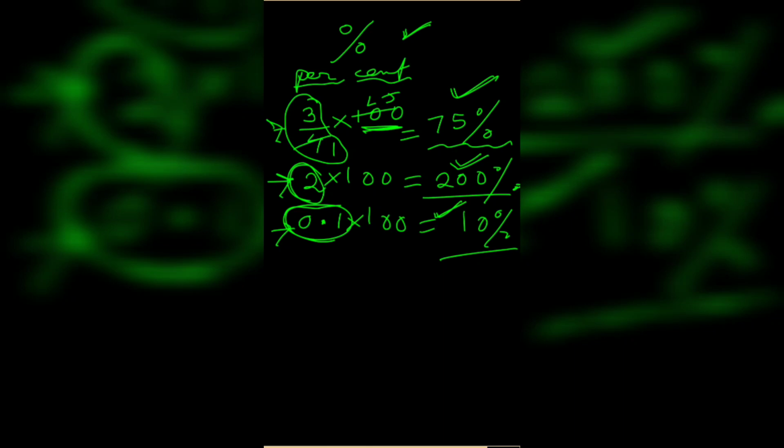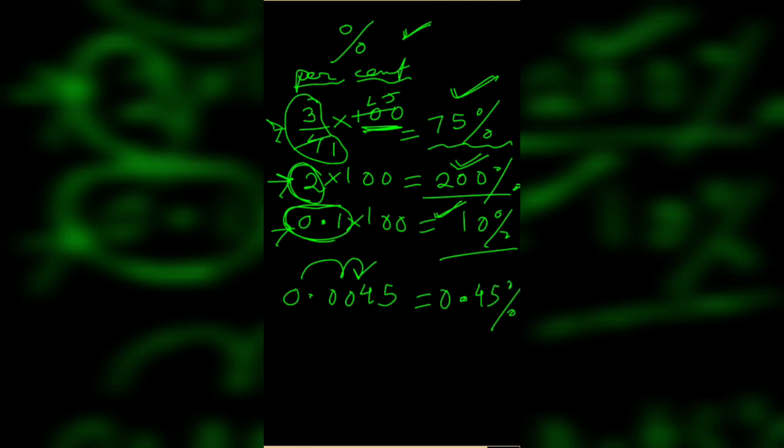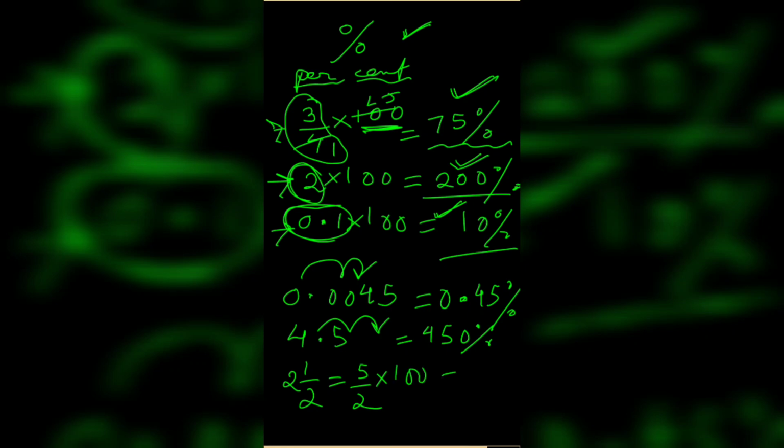Let's see some other examples. Suppose it is given 0.0045. How much is this in percentage? Multiply by 100, the decimal moves two places, 0.45%. So that's fairly easy. What about this one? Suppose someone gives you 4.5. How much percent? Multiply by 100, so you get 450%. What about 2.5? 2.5 means 5 by 2. It's a fraction. Multiply by 100, you get 250%. Just multiply by 100 and you get the percentage straight away.